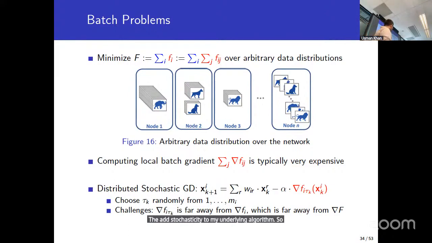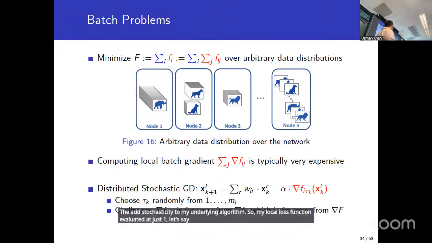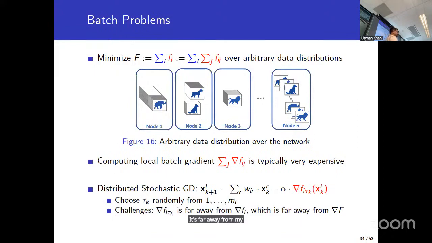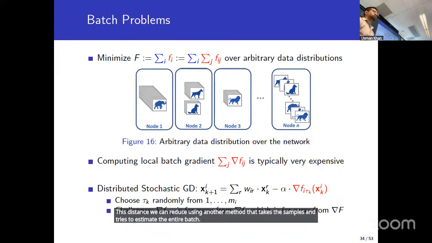So my local loss function, evaluated at just one, let's say for the sake of argument, randomly chosen data point, is far away from my own full batch, which is far away from the global. And this distance we were able to reduce using gradient descent. This distance we can reduce using another method that takes the samples and tries to estimate the entire batch. Okay, and this is what we call variance reduction.